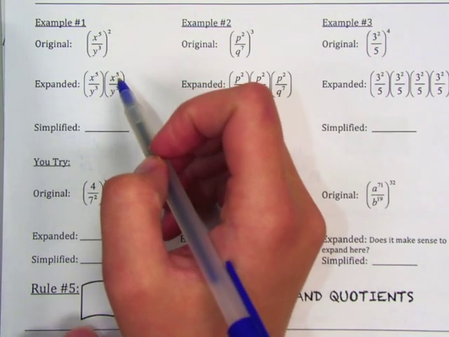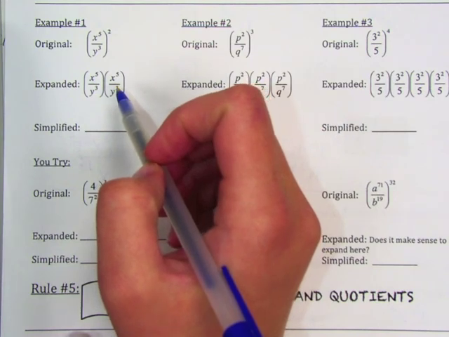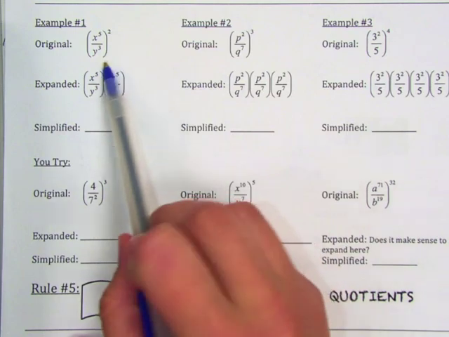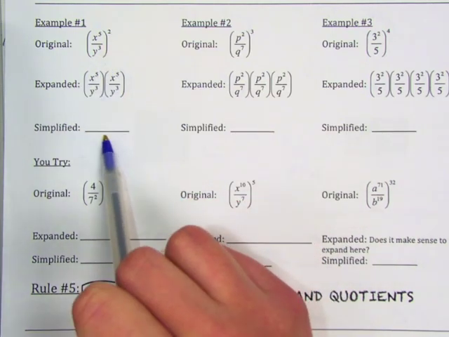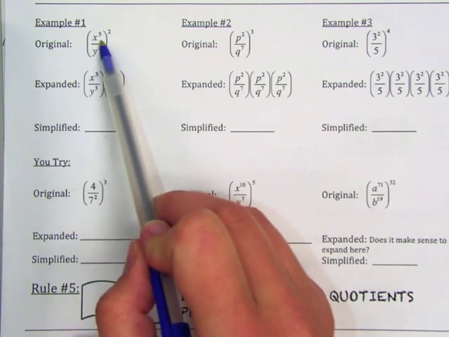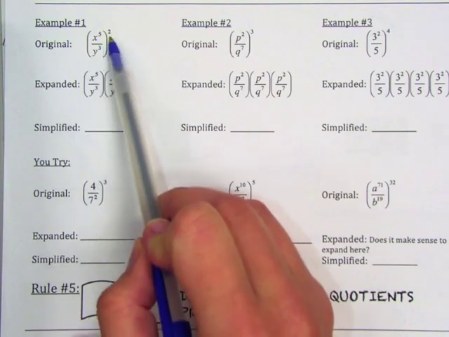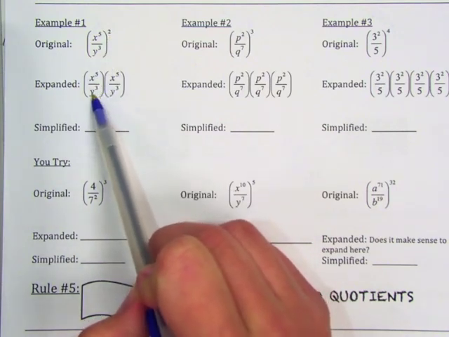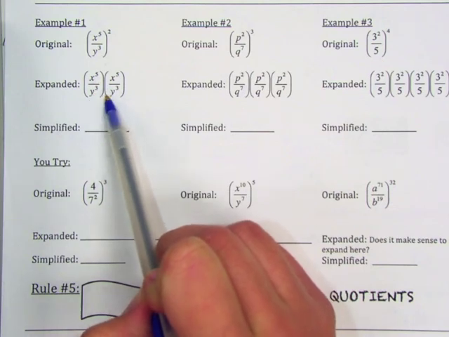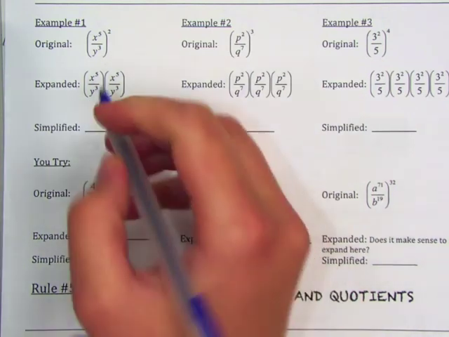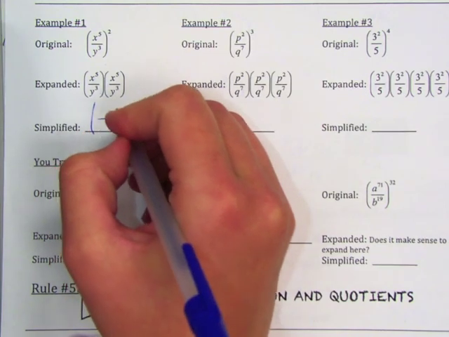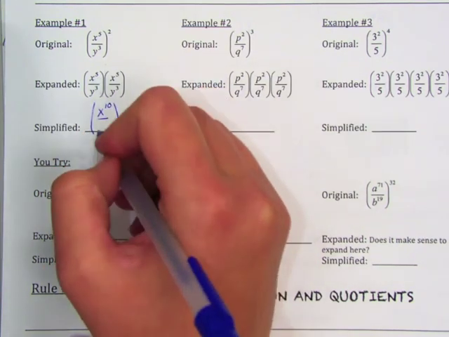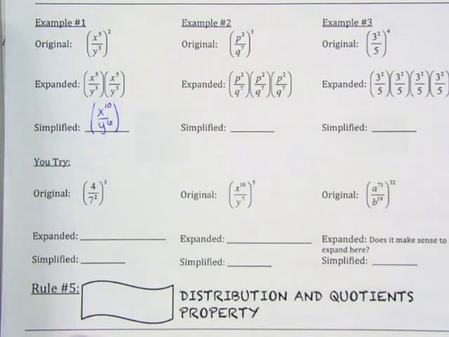All right, now we're going to do something similar to what we were just doing. We're going to be distributing, we're going to expand, and then simplify. So if I have x to the 5th over y cubed, squared, I'm going to write x to the 5 over y to the 3 two times. Then I want to add my exponents like I did before. So I'll have x to the 10th, because 5 plus 5 is 10, and I'll have y to the 6th.